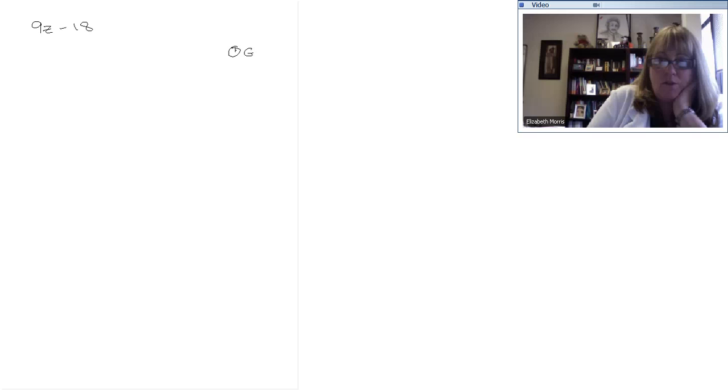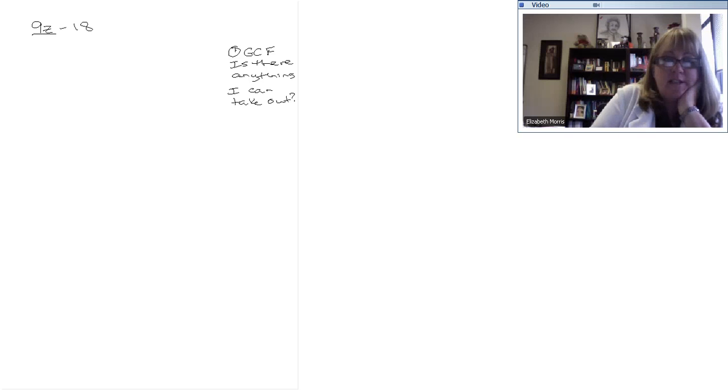So let's look at something like this. 9z minus 18. This is two pieces that are being subtracted. We need to change it to a multiplication problem. And the way you do that, the first thing you always look for is what's called GCF, greatest common factor. Or basically, is there anything I can take out? Meaning, I can divide out evenly.